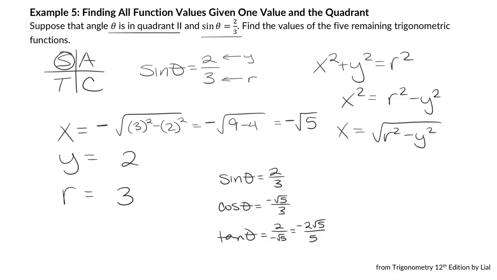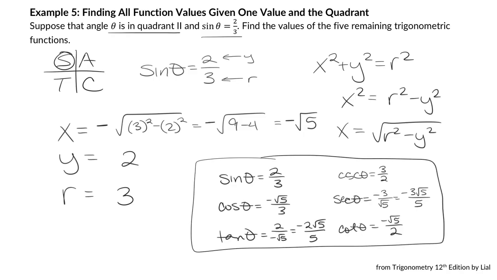And then all I have to do is the reciprocals. The reciprocal of sine is cosecant, which is 3 over 2. The reciprocal of cosine is secant, so that's negative 3 over square root 5, but I'll rationalize that denominator. And the reciprocal of tangent is cotangent, and so I flip the original fraction over. Again, notice the only trig functions that are positive here are sine and cosecant. We have successfully put a negative in front of all of the rest of our trig function values, confirming that this is in quadrant 2.